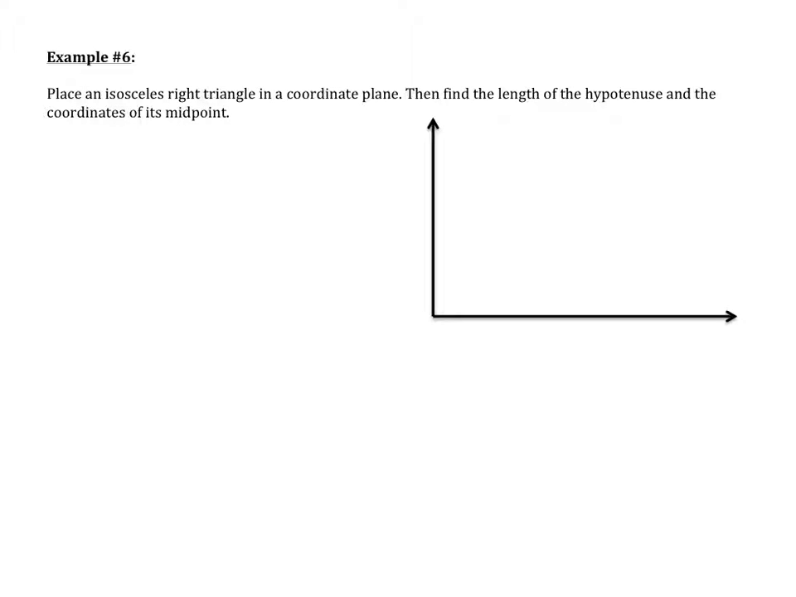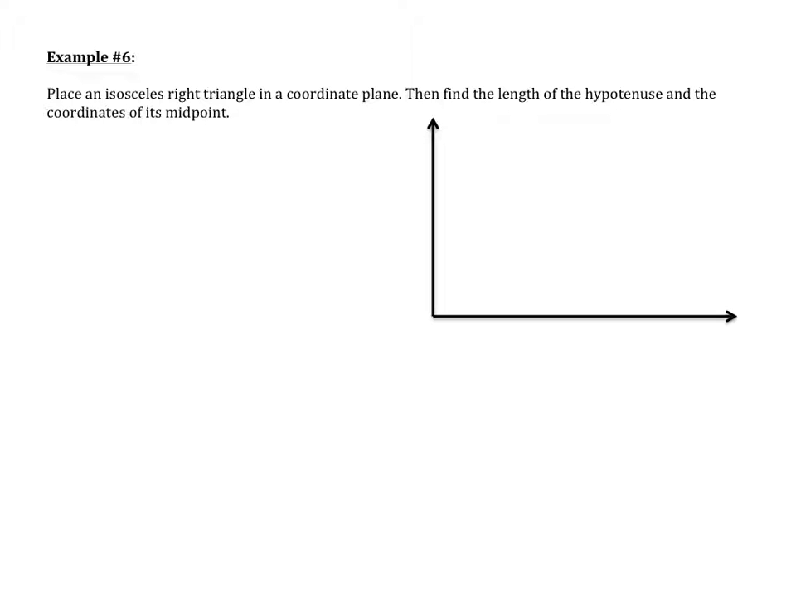And finally, our last example, number 6. Place an isosceles right triangle in a coordinate plane. Then find the length of the hypotenuse and the coordinates of its midpoint. So let's first dissect what we're supposed to draw. An isosceles right triangle. So isosceles means I need to have at least 2 congruent segments, and I need a right angle in my triangle.